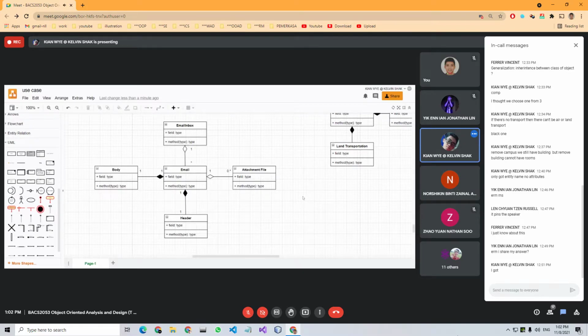Okay. But if I read the question, it's like a condition within a condition. First, the attachment can be there. Is it there or not? Then, if it is there, it can be one to many. That's why I said this is a condition within a condition. But if you write zero to many, it is also correct. I will accept the answer. Both are okay. One to many, I also accept the answer.